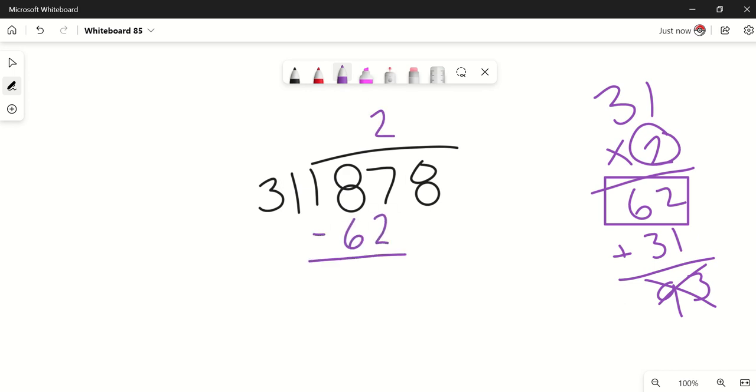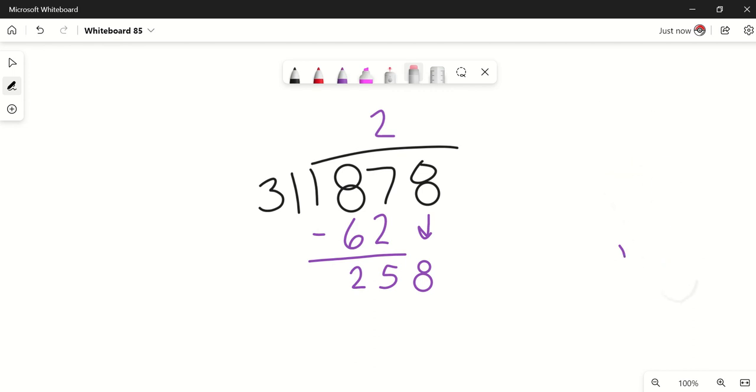I subtract. 7 minus 2 will give me 5. 8 minus 6 will give me 2. 31 cannot go into 25, therefore I will bring down my 8. This is where we're going to have to do some guessing and checking, and we're going to have to do some mental math. 31 is close to 30.